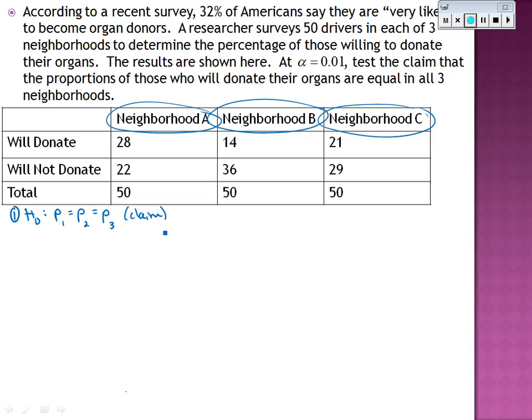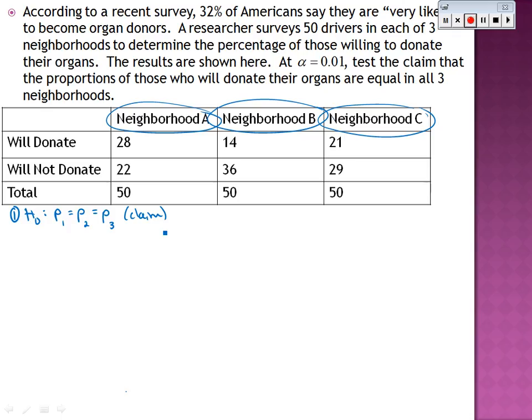But you do have to make sure, though, and yes, I will be picky come test time, that you have the right amount of proportions. So it's not going to be 3 every time. It's determined by how many different populations you have. That's what you need to look at. We have 3 different populations. Each neighborhood's a population. That's why there's 3 P's for this one.